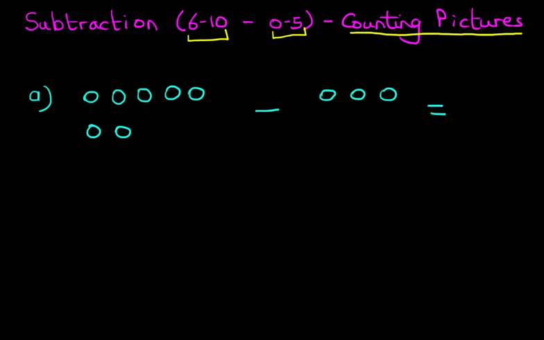Okay, so there we have it. We've got circles on the left, we've got a minus sign, and we've got circles on the right. So we have to subtract these circles from those on the left. And what we're going to do is cross out one circle on each side of the subtract sign as we go through this.